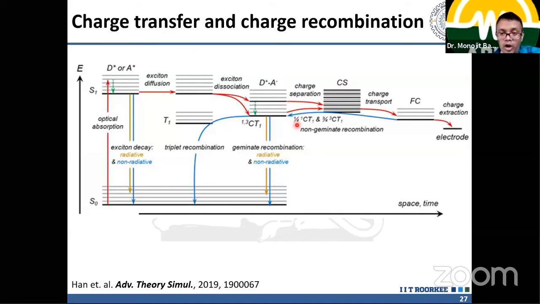And you can see 1/4 of them are the triplet states coming back to the recombination again. 3/4 goes to the free carriers. So that is what the free carriers is. And finally, charge gets extracted.